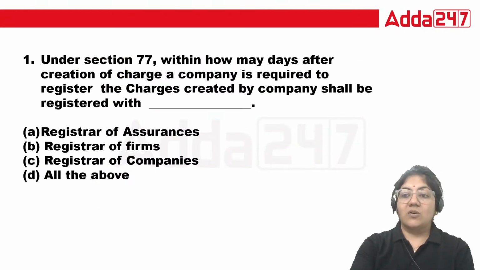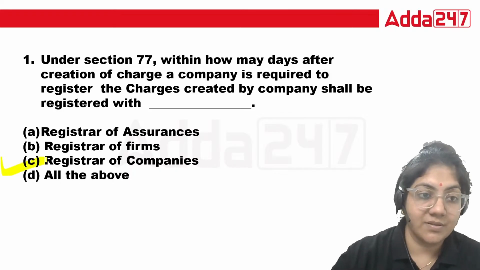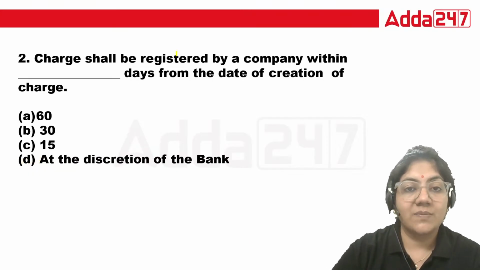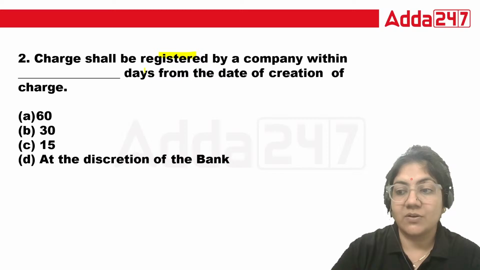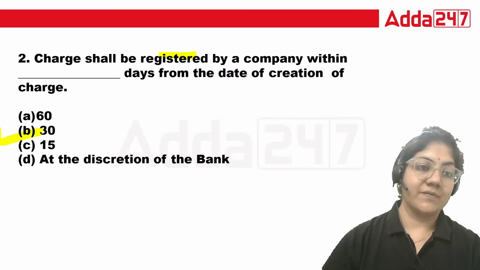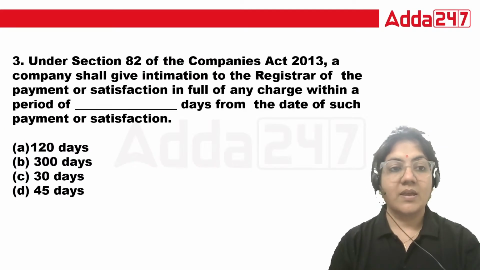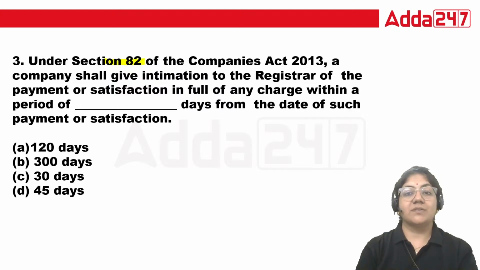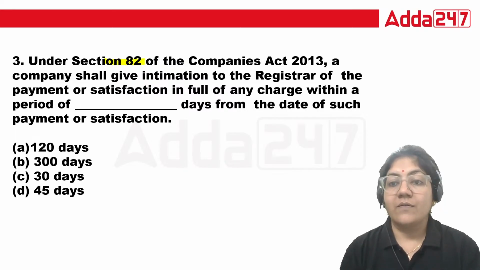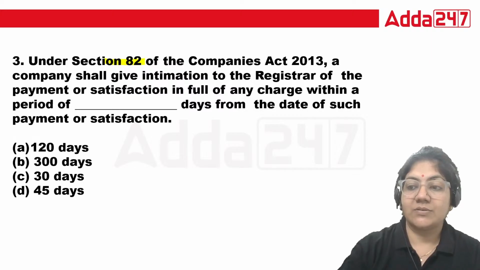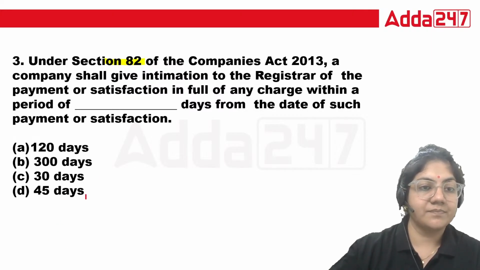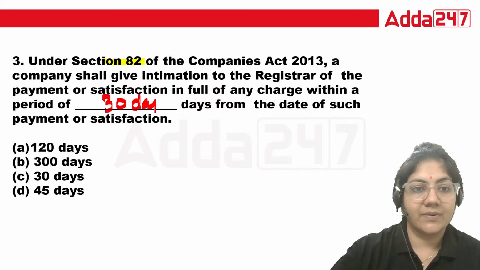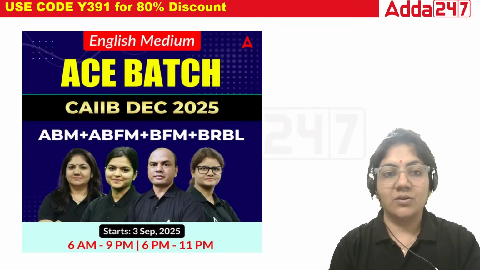Section 77: within how many days after creation of charge is a company required to register it with the Registrar of Companies? A charge shall be registered by a company within 30 days from the date of creation of the charge. Under section 82 of the Companies Act, a company shall give intimation to the Registrar of payment and satisfaction in full of any charge within a period of 30 days.